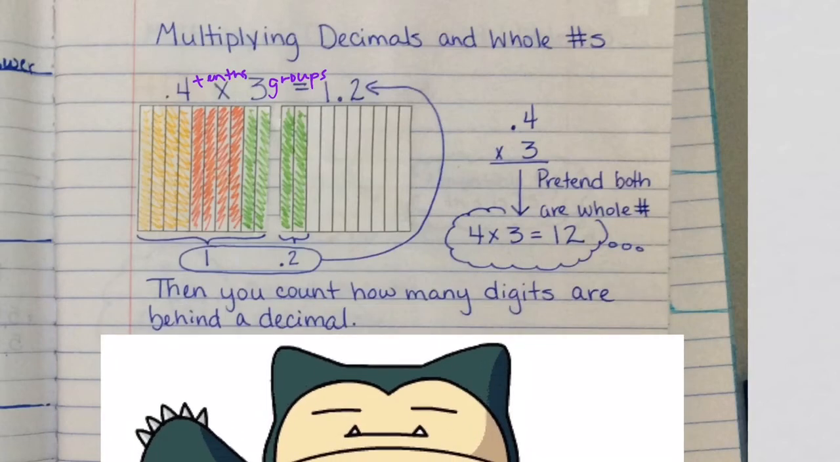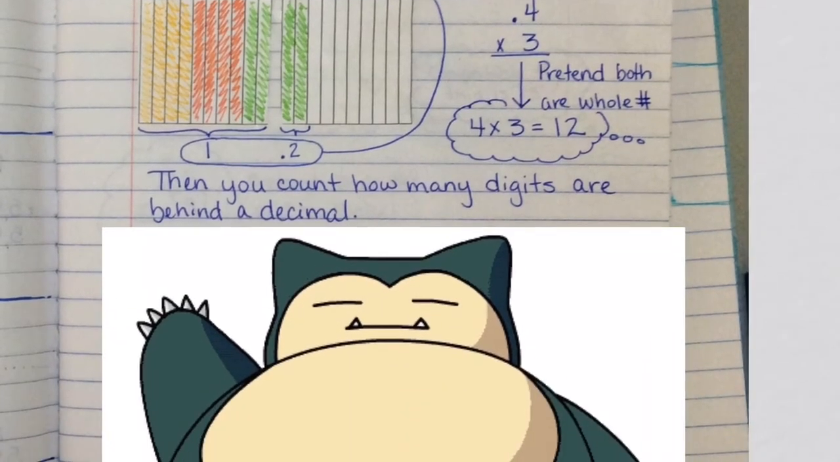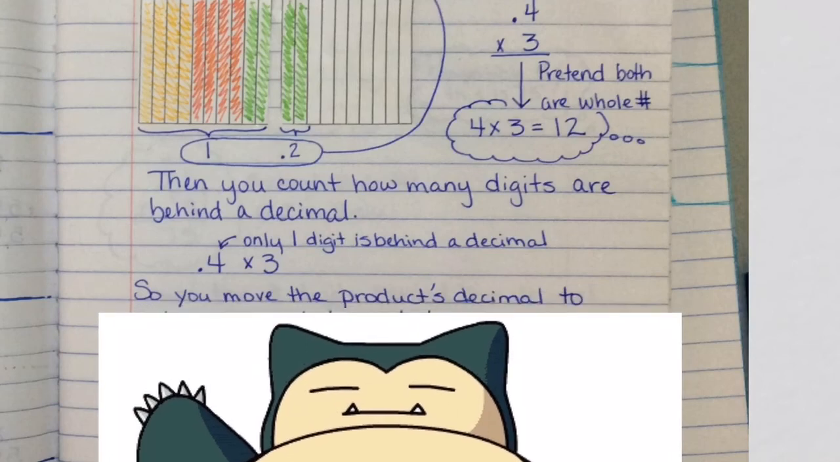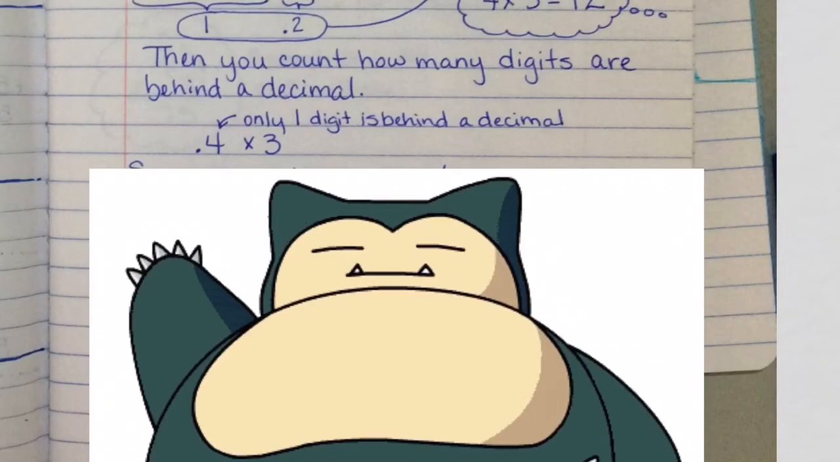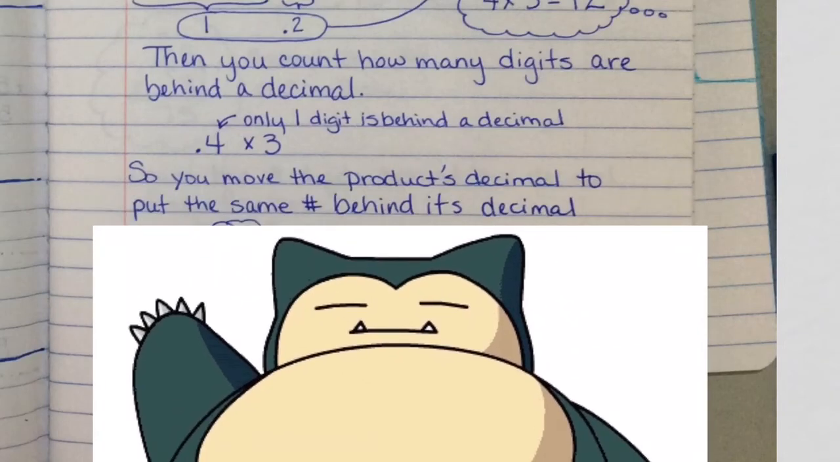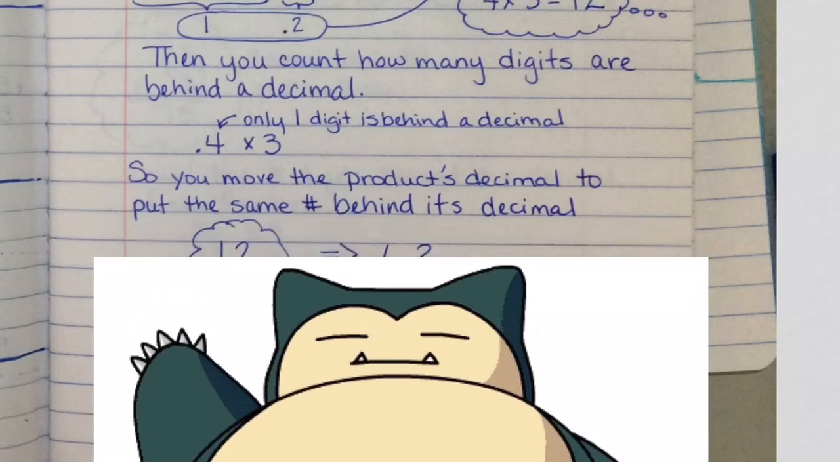Then you count how many digits are behind a decimal in your original problem. So if you look right here, there's only 1 digit behind a decimal. The 4 is behind it, and you're multiplying it times 3. So you move the product's decimal to put the same number behind its decimal.